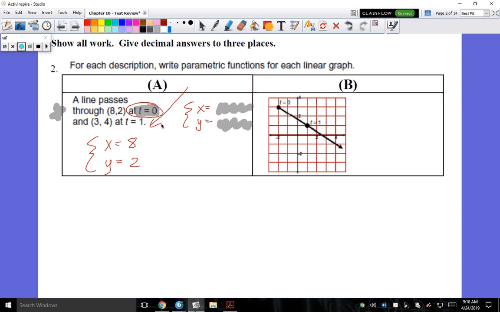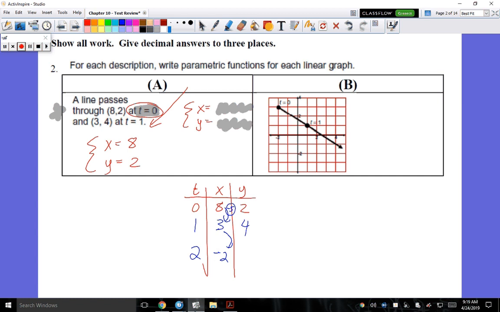Okay, so (3, 4) at time is equal to 1. So one incremental jump. If you wanted to create yourself a little table, similar to what we did on number 1, you can, and you could say that x is 8 and y is 2, and then at time 1, my x is now 3 and my y is now 4. And you can see right here that there was a drop of 5. So there's a negative 5 incremental jump, which means if I jump down 5 more, this next one would be at negative 2, and so on and so forth at time 2.